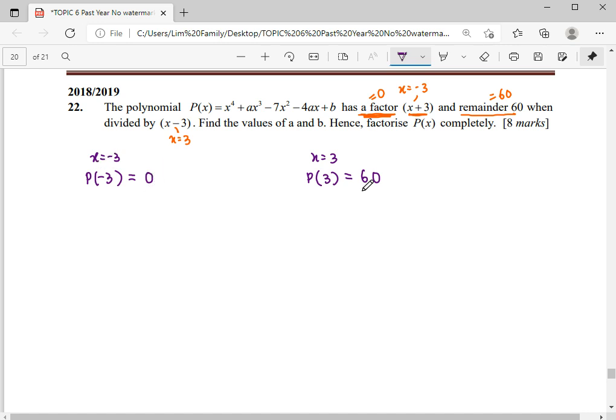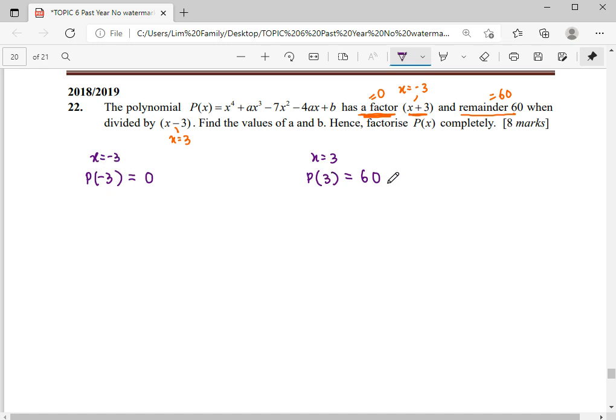So the difference here is whether it equals 0 or equals a number. Equals a number, remainder theorem. Equals 0, factor theorem. So the next step, just substitute the value into the polynomial and build two simultaneous equations. When we have two unknowns to find, we have to build two pieces of information and build two simultaneous equations. So we will substitute here, after we write the theorem.